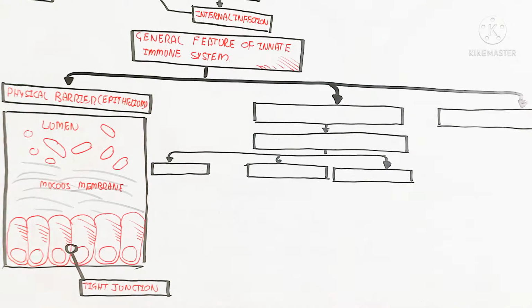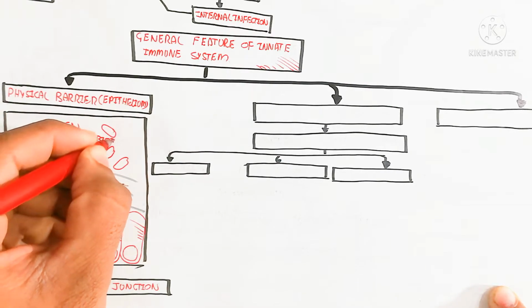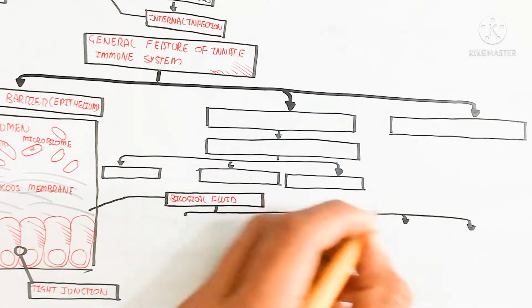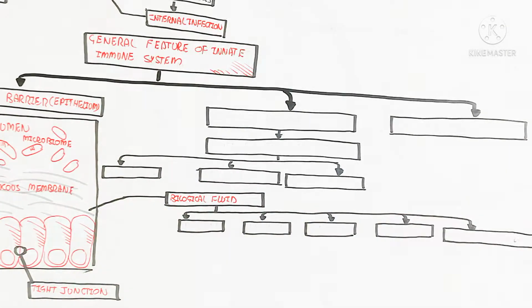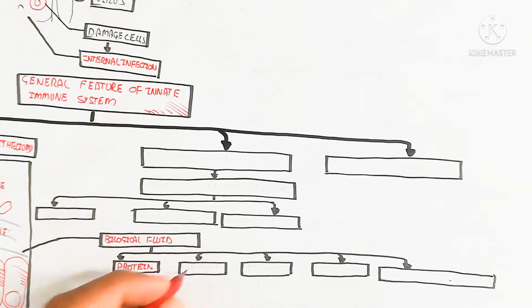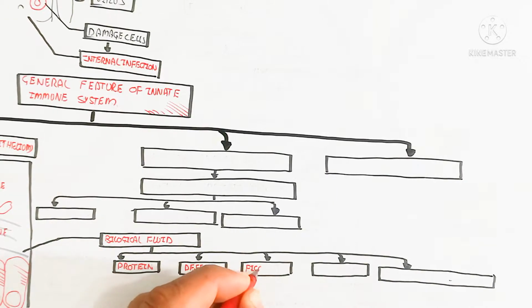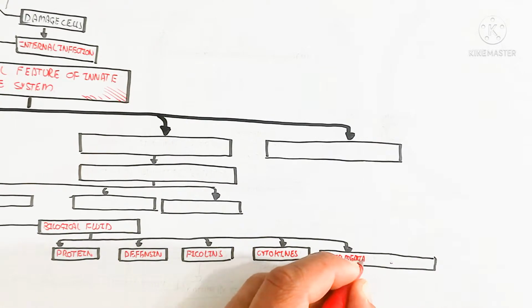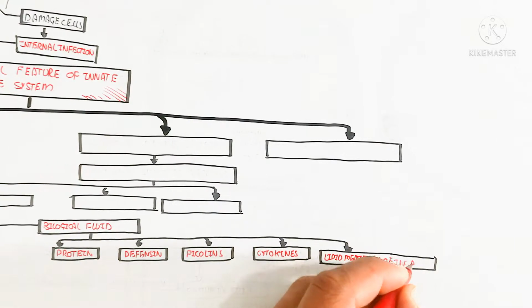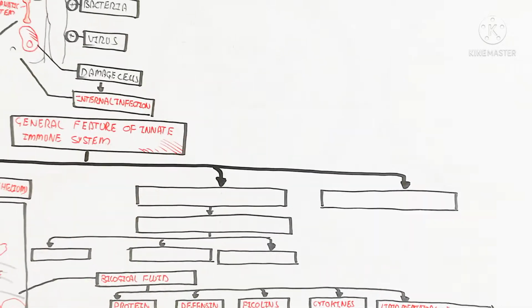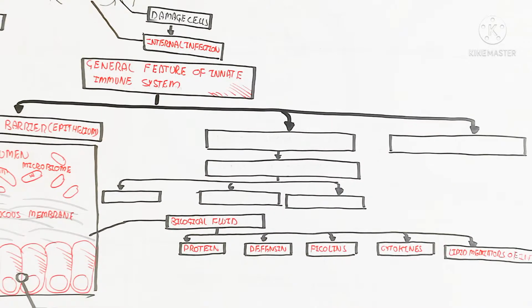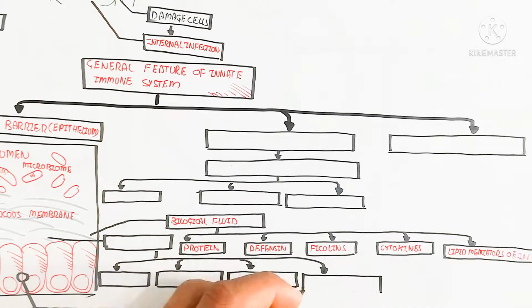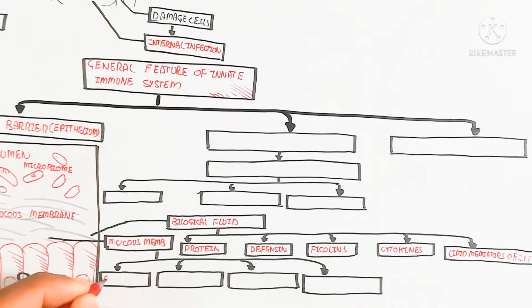Here is the tight junction of the epithelial cells, which will not allow the microbiomes to move into the blood circulatory system. The microbiota are present in the digestive tract and skin. The biological fluid can be proteins, defensins, cytokines and chemokines, and lipid mediators of inflammation. These things will protect against the pathogen, against the antigen.